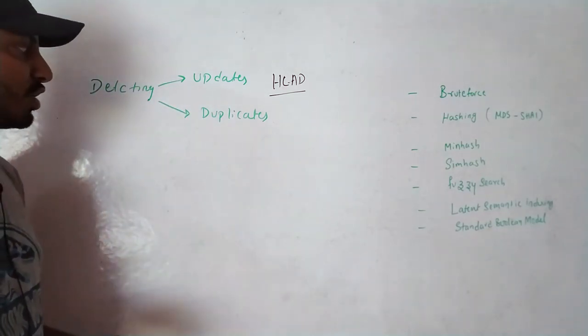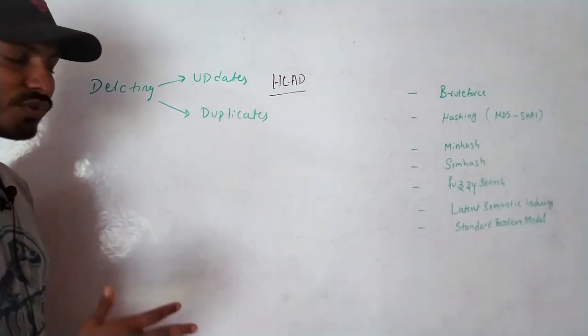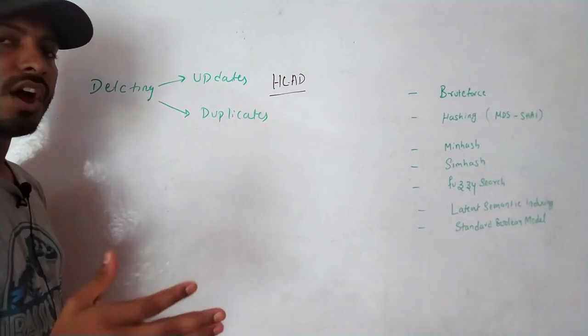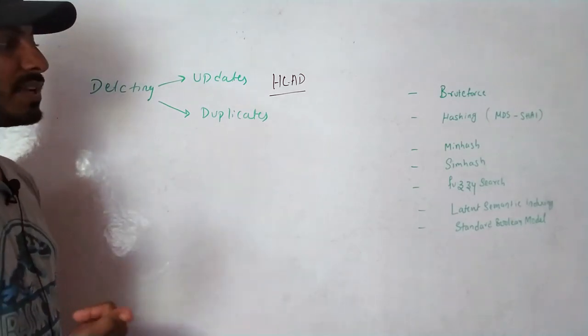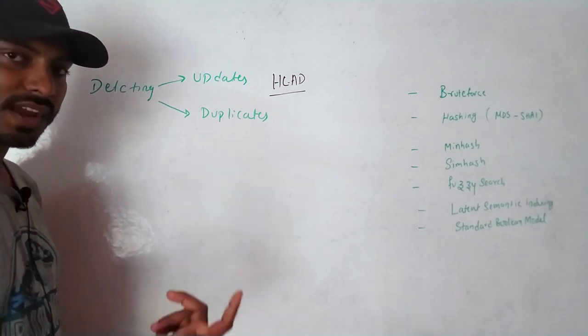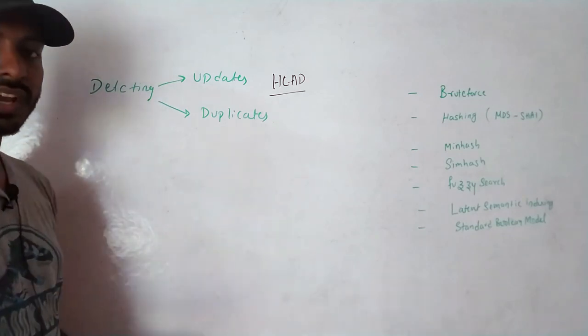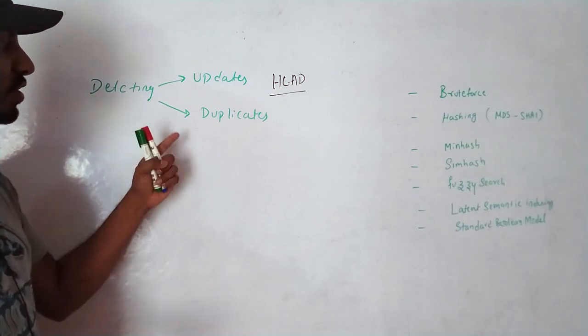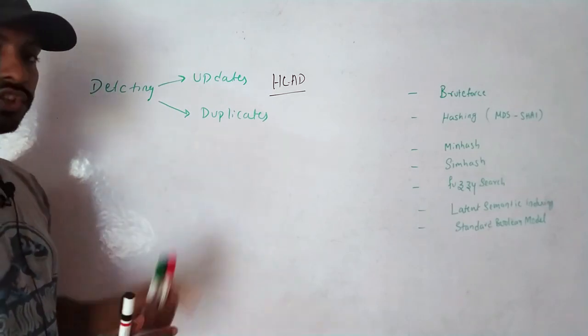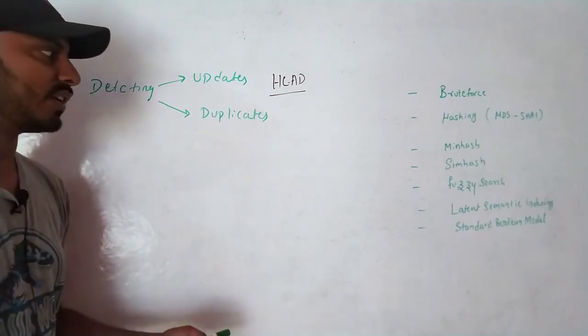And why do we need to detect the duplicates? The statistics show that about 30% of the pages on the internet are duplicates. So that means we save 30% of storage space and 30% of processing time, right? That's why it's so important to detect duplicate pages or duplicate URLs which are pointing to the same document, all of that sort of stuff.